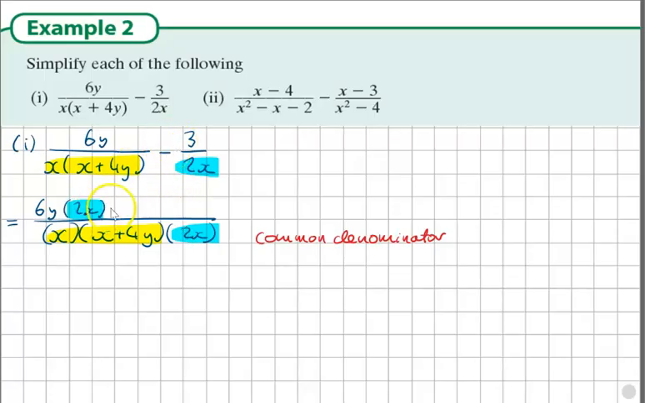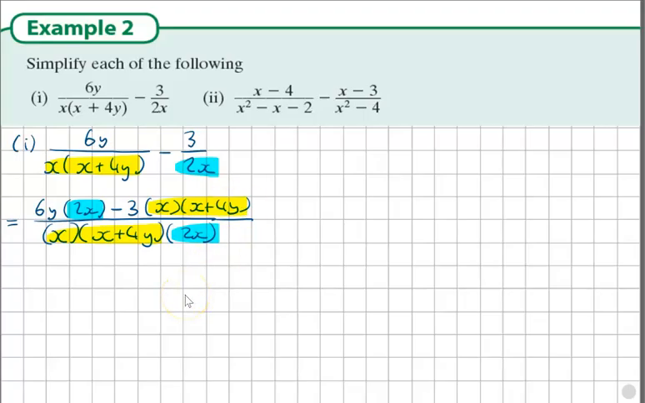Then we bring down the minus, and then we do the same thing. We say, well, 2x divides into this denominator, and the 2x will cancel, leaving us with x times x plus 4y. So it's going to be x times x plus 4y multiplied by 3. So 3 times x plus 4y.